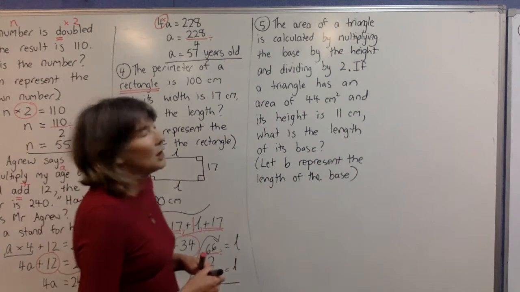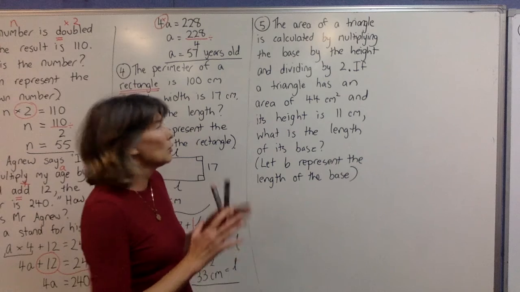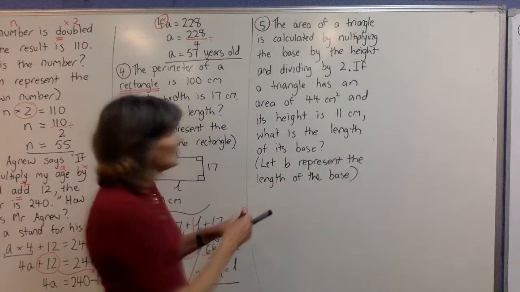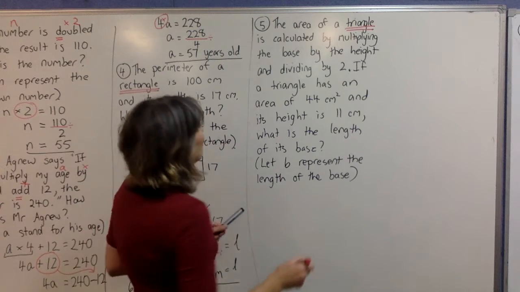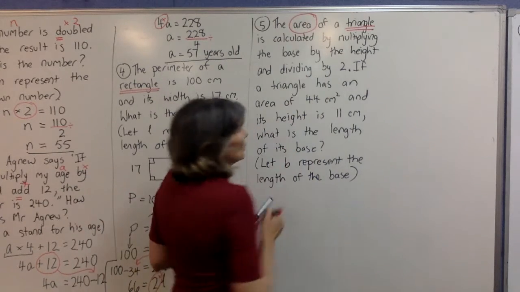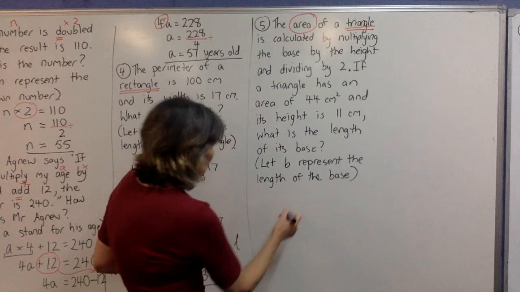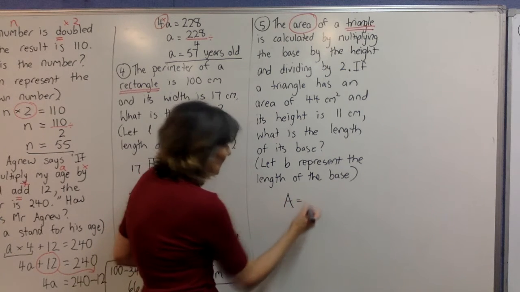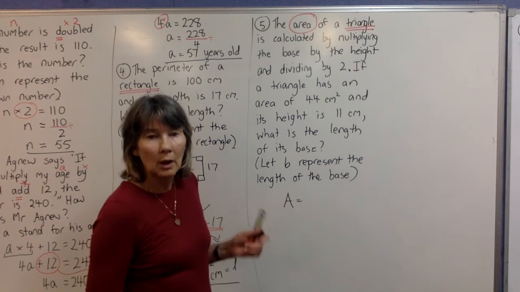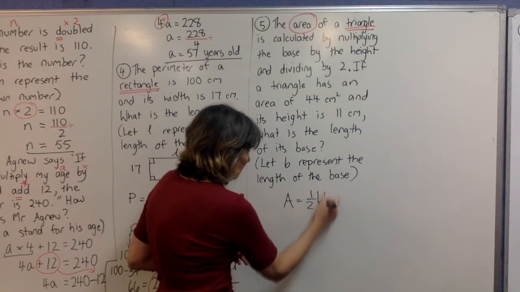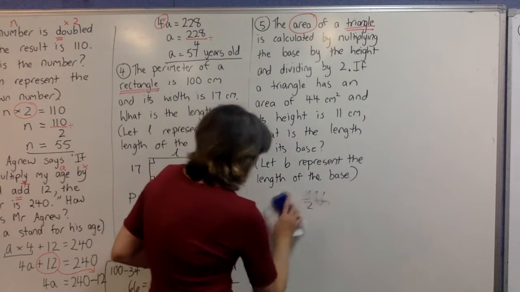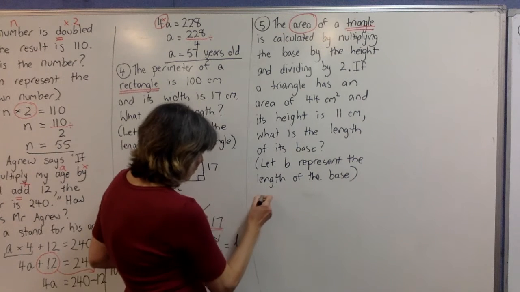Now this is very long-winded, isn't it? Look at all the words here. But we are talking about a triangle, so underline that with your red pen, and we're talking about area of a triangle. Okay, now the area of a triangle I've taught you is half base by height. I might move that over again. That's how I teach it.